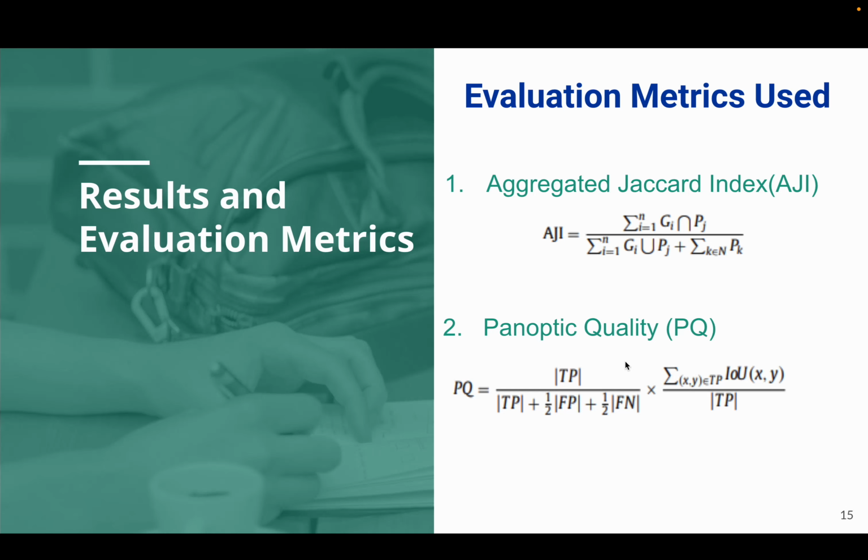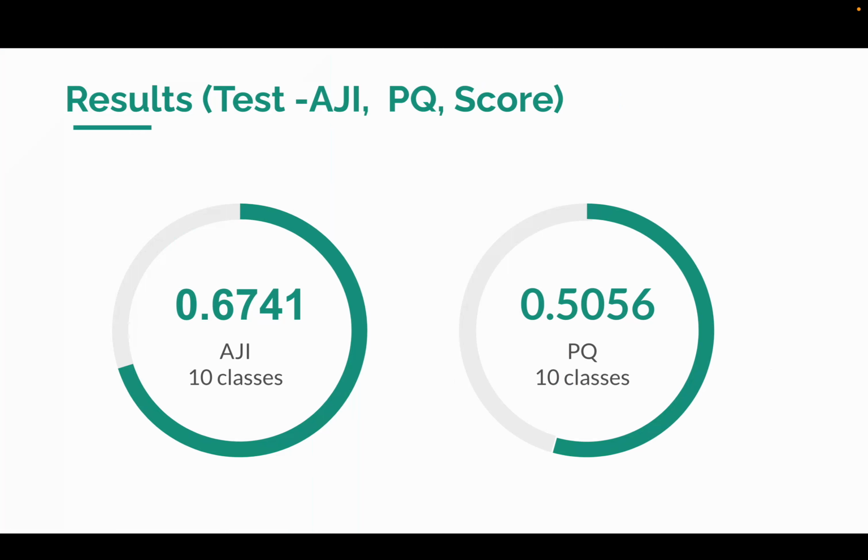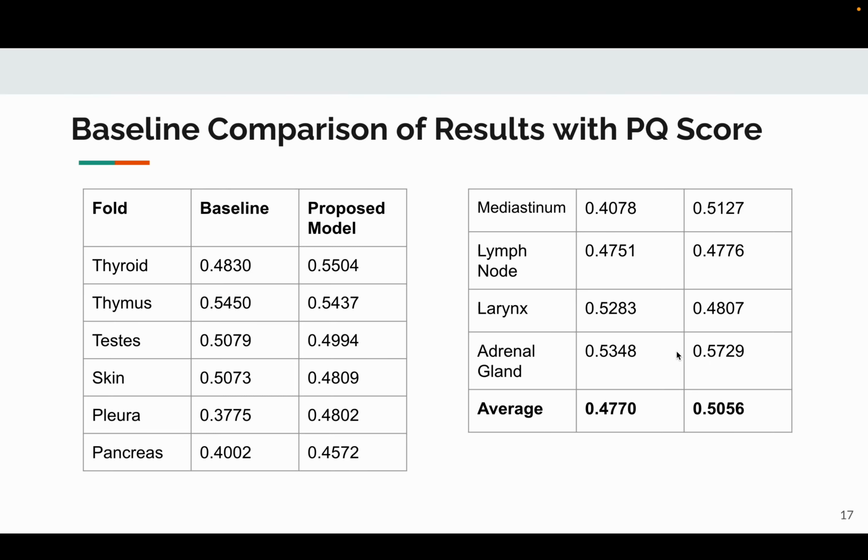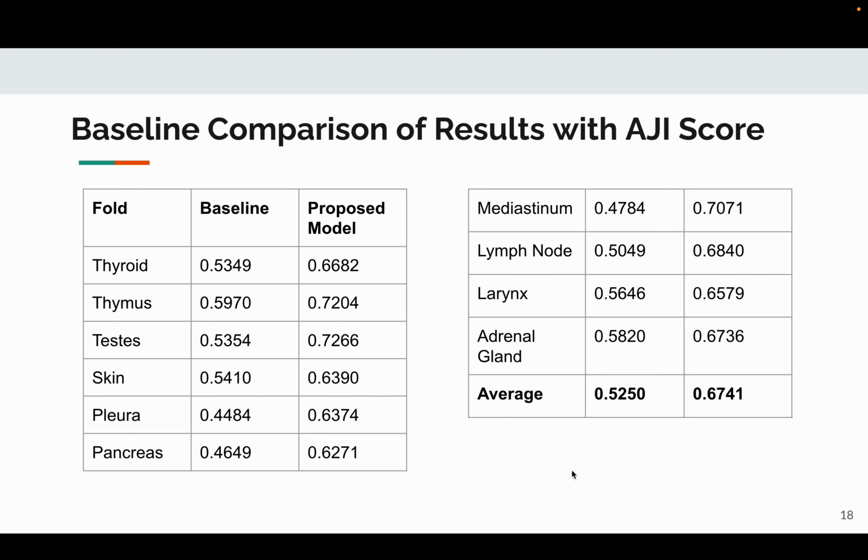For evaluation metrics, we have used the aggregated Jaccard index and the panoptic quality. These are the scores that we achieve across 10 classes for both AJI and PQ. These are the comparison scores of the PQ scores. As we can see in bold here, the average score across all 10 classes is higher using our proposed framework.